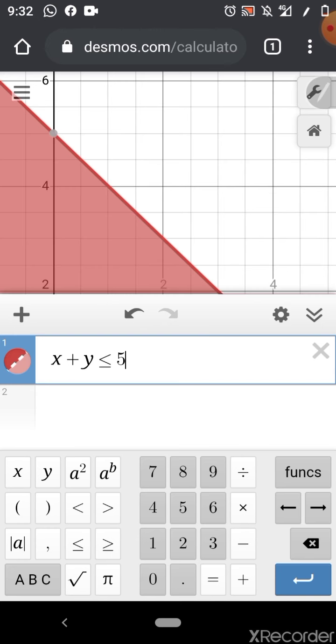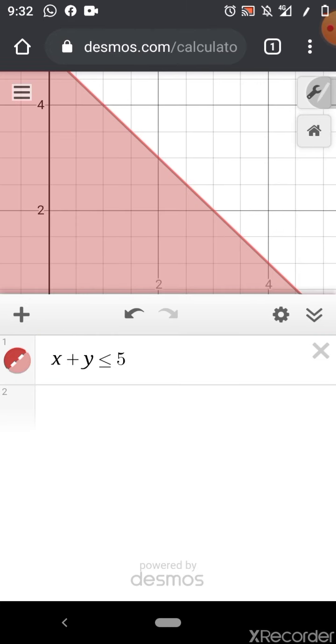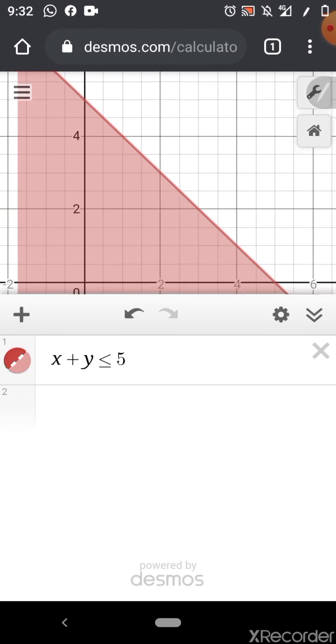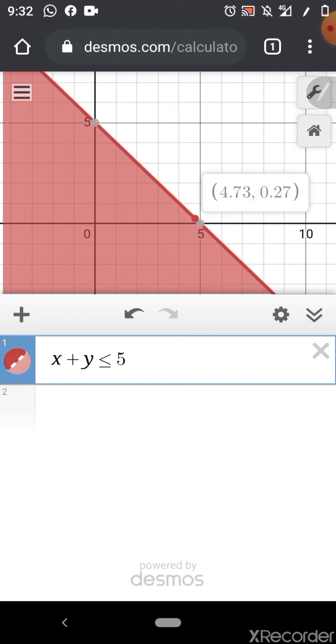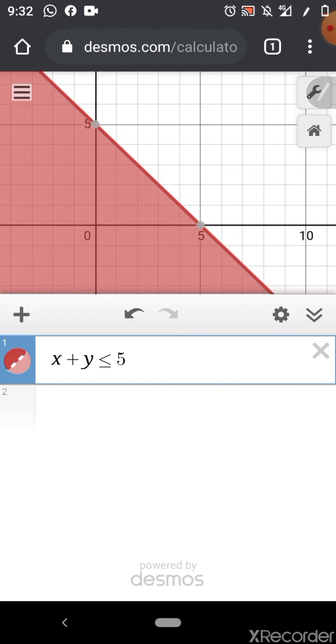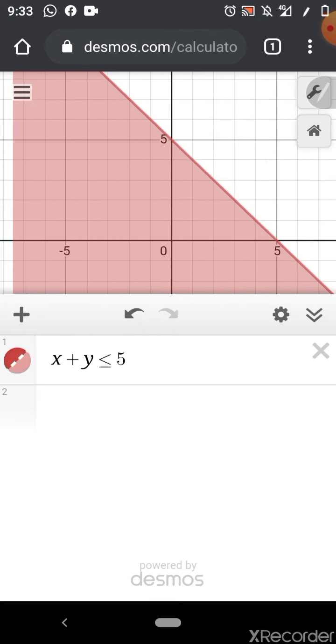That's the first equation. Now something that I want to teach you for today is I can restrict the range of an equation on Desmos. If you look at that equation, it's going beyond 5 and it's even going into the negatives. If you can see it this way, it's going into the negatives.